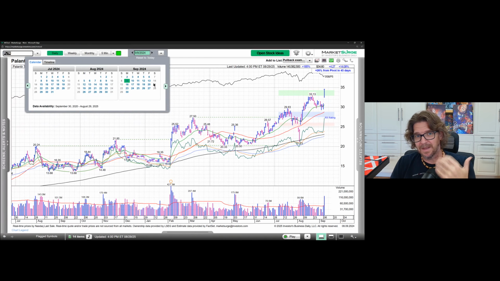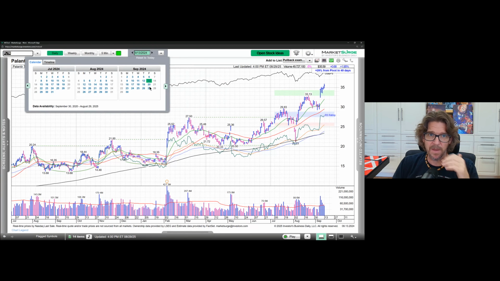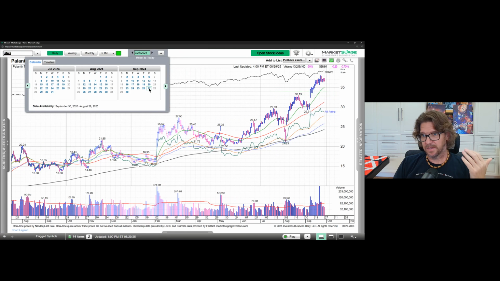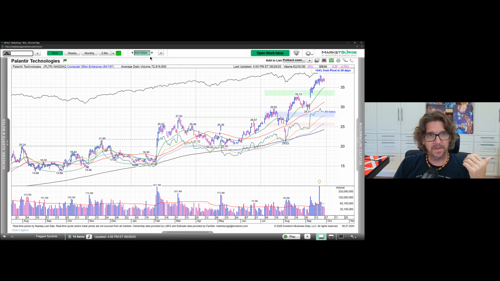I know people who sell into that, and they're right to do it because that's their style. For me, I found that if I have a position and I get a gap up, in almost all cases I will just automatically add to my position and go out a week. It's acting nicely, and so on. So that was Palantir.